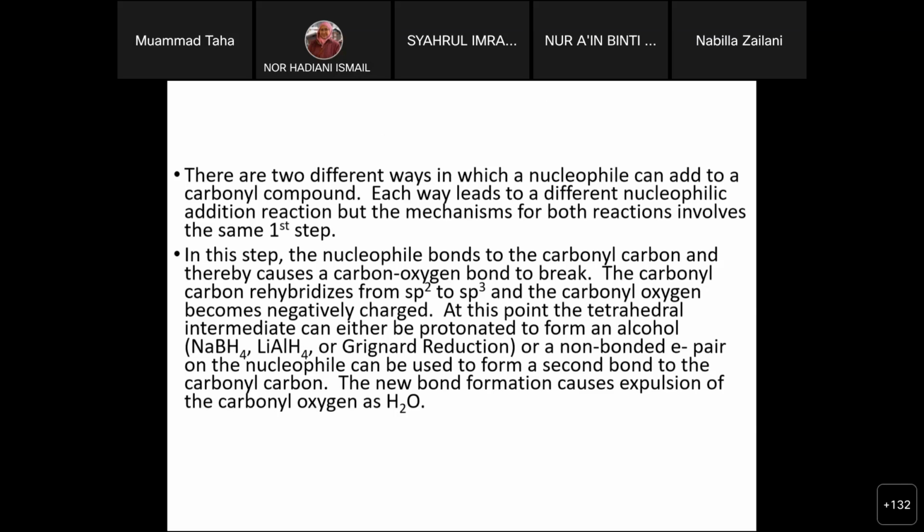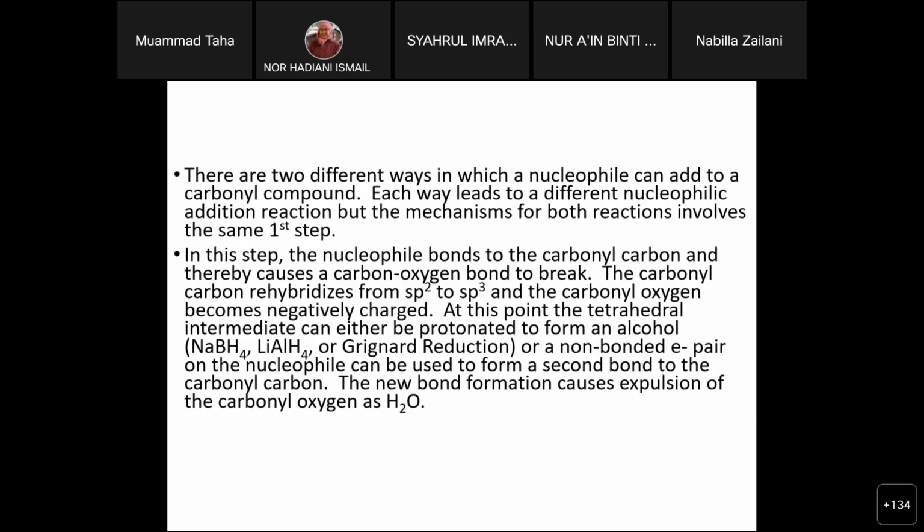The next step: when the carbon-oxygen double bond is broken, this becomes a tetrahedral intermediate with an sp3 hybridized carbon. Then there are two possibilities. The water can be eliminated and it becomes a carbon-nucleophile double bond, as in the case of amines, or it can be treated with some other nucleophile to replace the water molecule and then it becomes an alcohol. We will see examples because you cannot understand by the wording. When the examples come, it will be easy for you.